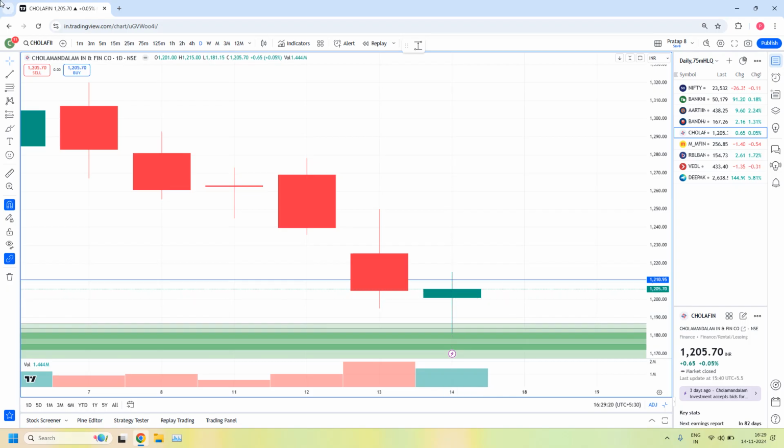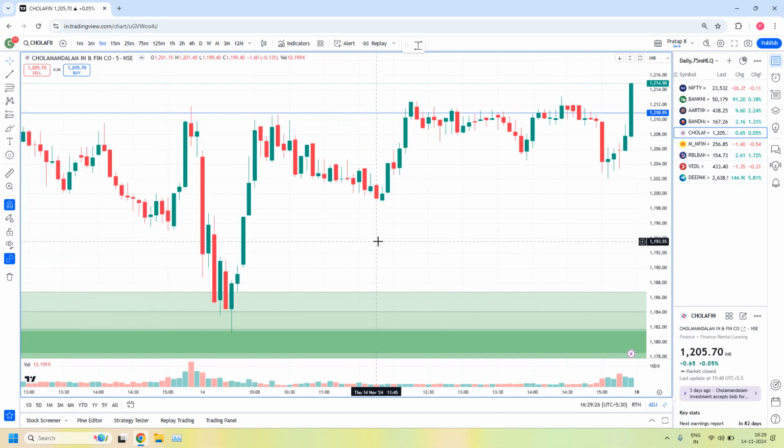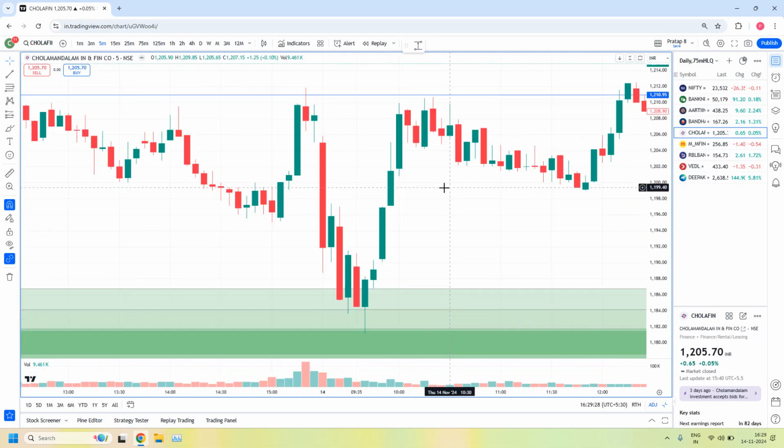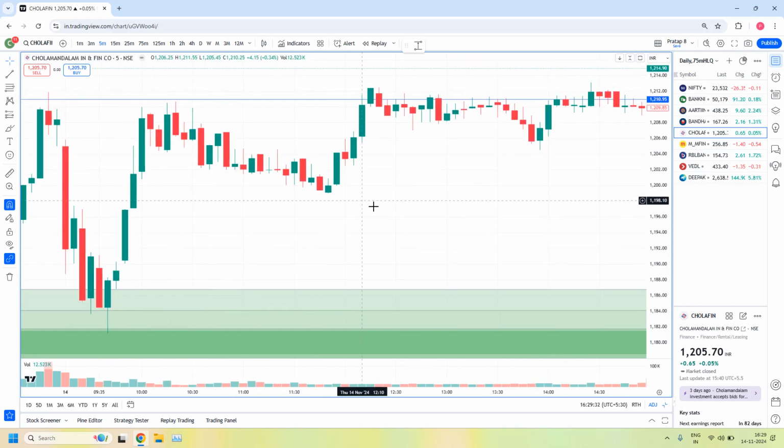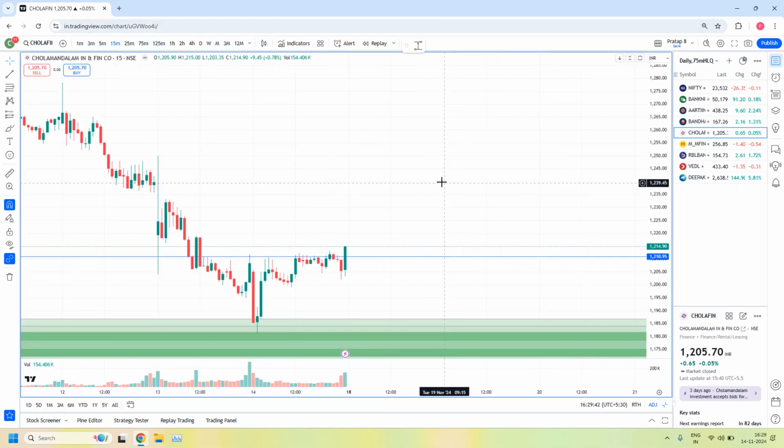How sharp is it? Look into the 5 minutes candle, you get the clarity. Sharply it moved up. Then what should be our target? Your target will be somewhere here. Go to the 15 minutes time frame. This could be your target.